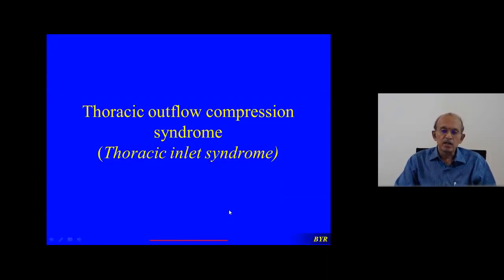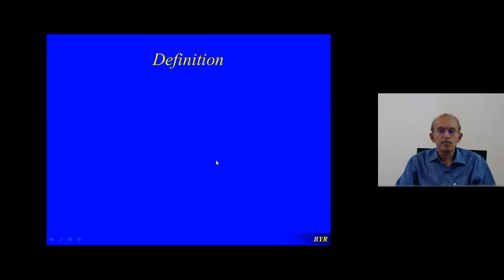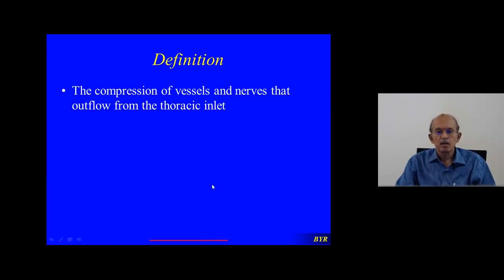The next condition is the thoracic outflow compression syndrome, also called the thoracic inlet syndrome. What is the thoracic outflow compression syndrome? Compression of vessels and nerves that outflow from the thoracic inlet.